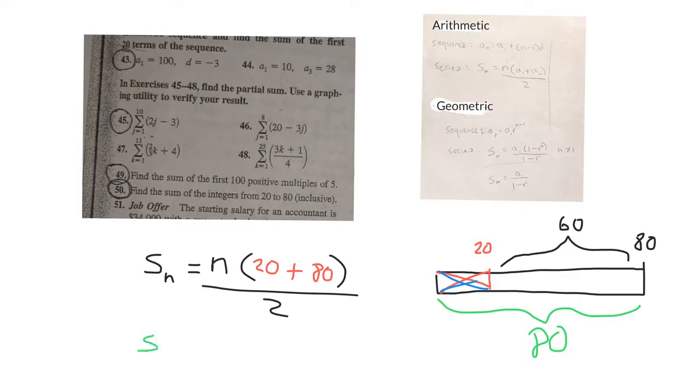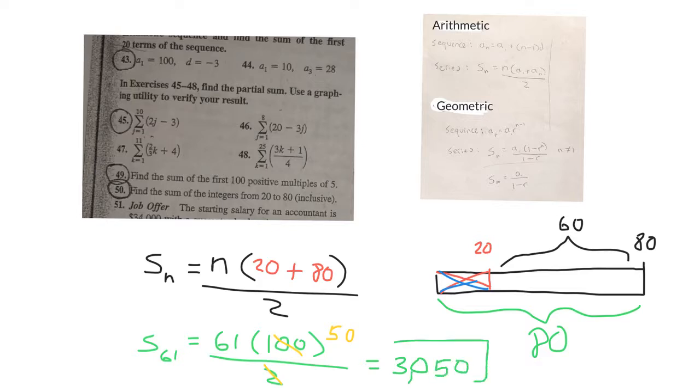So I'm going to literally write that. It's like S sub 61 equals 61, because again, n has to do with how many numbers you're adding together, right? We are adding together 61 numbers. That's going to be 61 times 100 all over 2. And this cancels this time, right? So we would end up with 50 right there. And therefore it would be 61 times 50, and that is 3050. Okay? Also known as 3050. So that's the answer to that one.